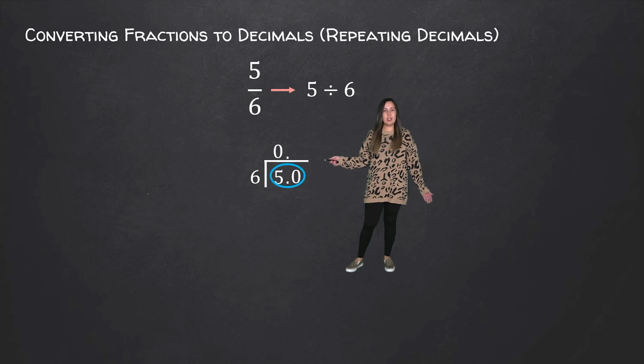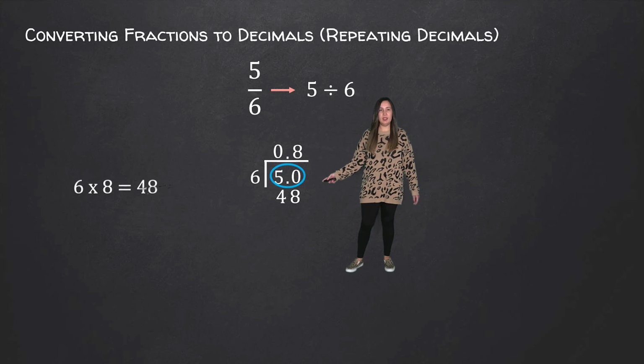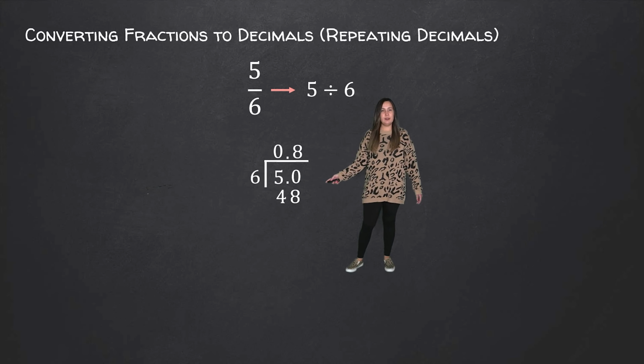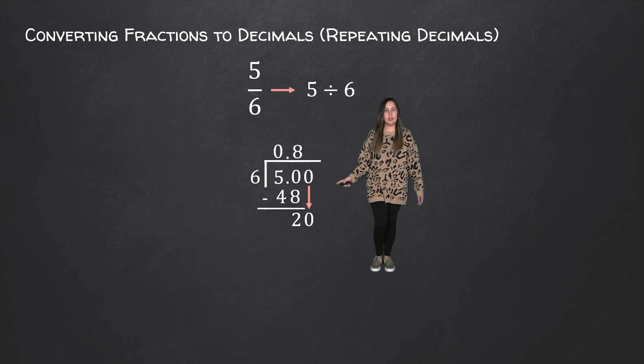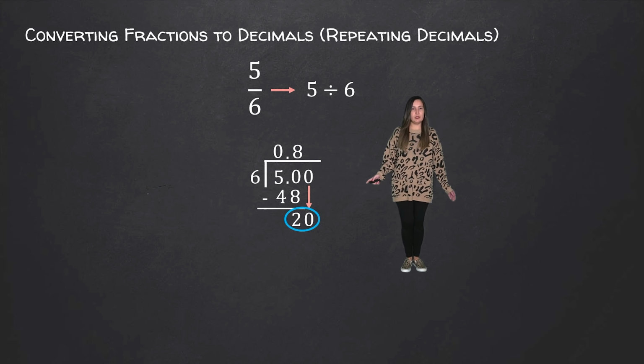Then we ask ourselves, how many times does 6 go into 50? Well, that's going to be 8 times because 6 times 8 is equal to 48. And then we're going to subtract. 50 minus 48 is equal to 2. And then we're going to add another 0 at the end here and bring it down because we have a remainder. Then we ask ourselves, how many times does 6 go into 20?